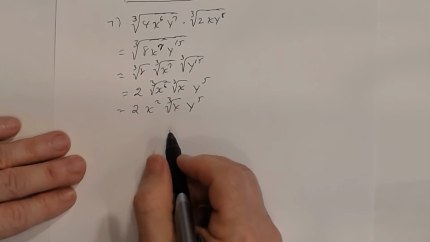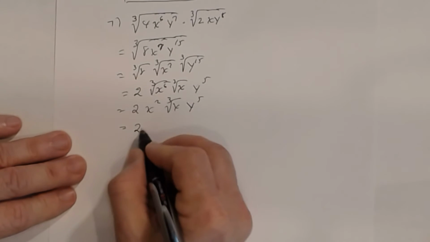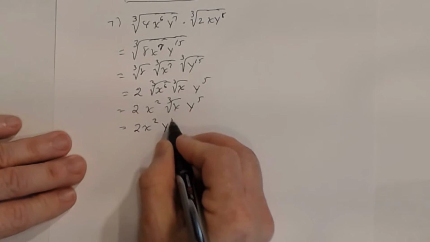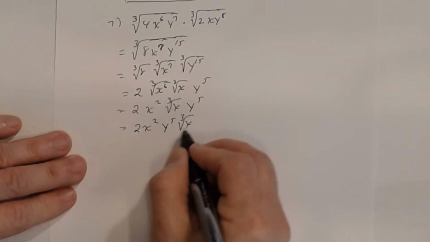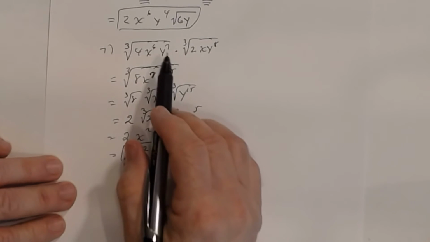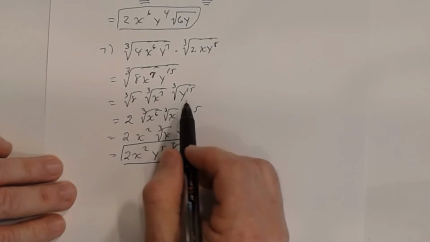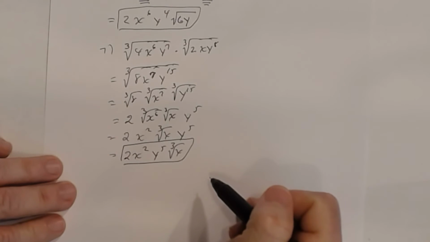Now I'm going to rewrite this better. So I'm going to put the cube root on the end. So I get 2x squared y to the 5th times the cube root of x. And that's the answer there. All right, so notice you're going to multiply first, write as one radical, and then simplify each little part.